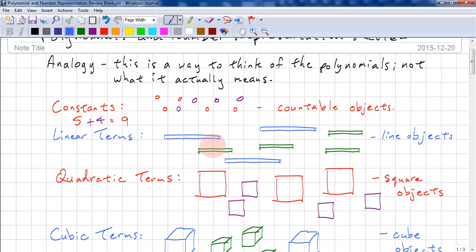Here we have linear terms. They're one-dimensional. So we can think of it as a stick, a bar, something that's just a long object. So we have 3 blue ones. Let's call it 3x. The green ones are different. Okay, they can have a different length. So we would call this 1, 2, 3, 4. We'll call them y's. So we can't actually add these together. They're not like terms. We put a plus here, but we can't simplify it any further.